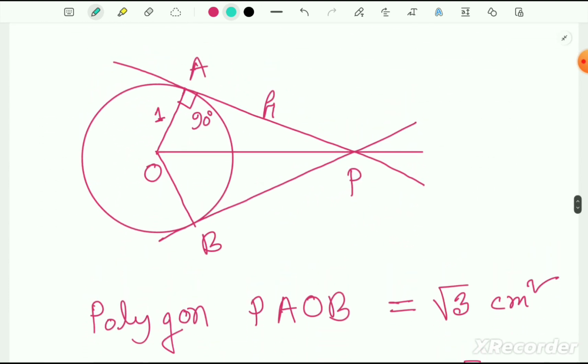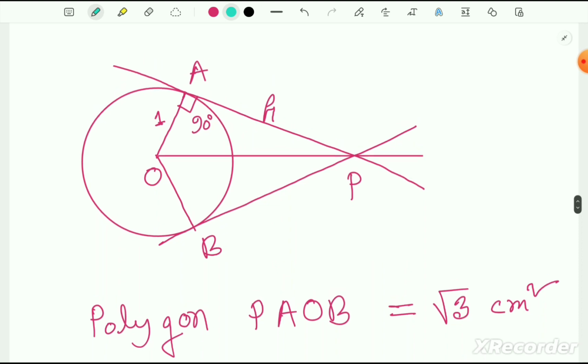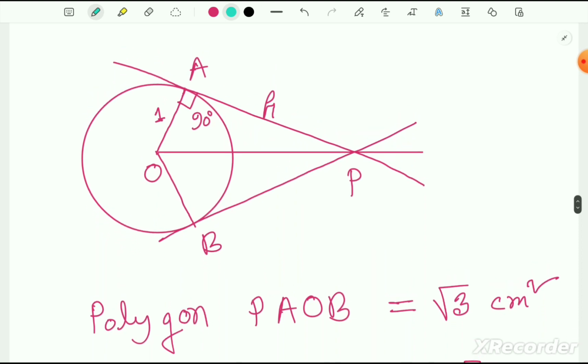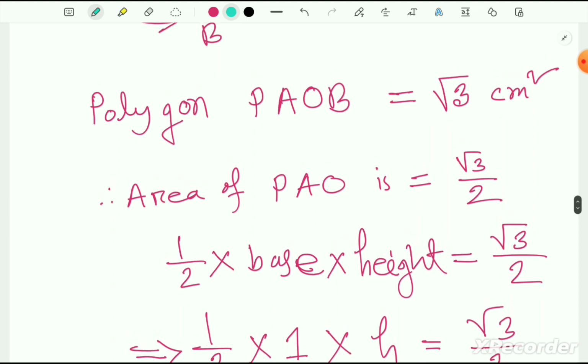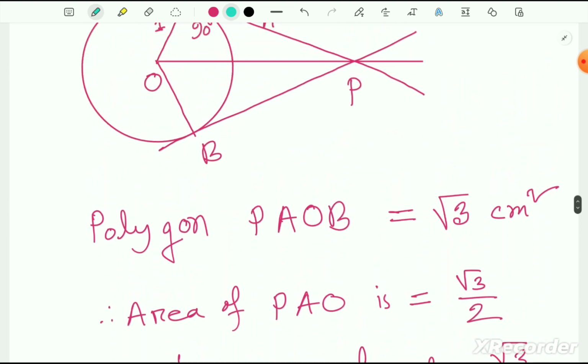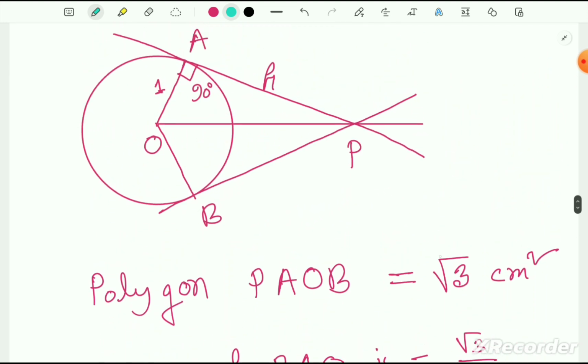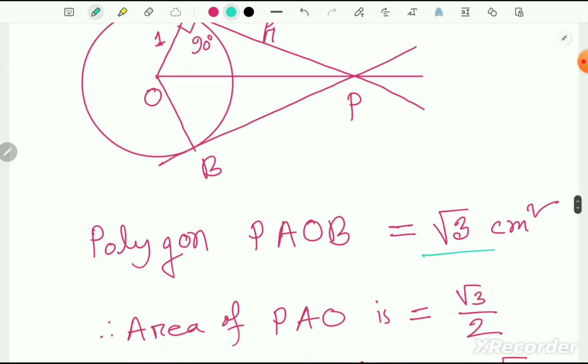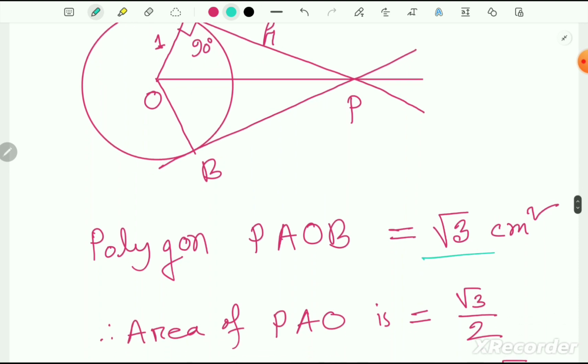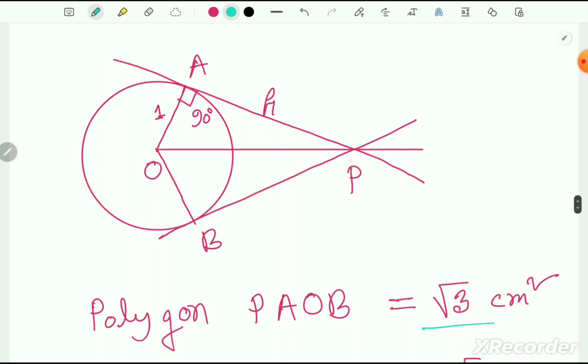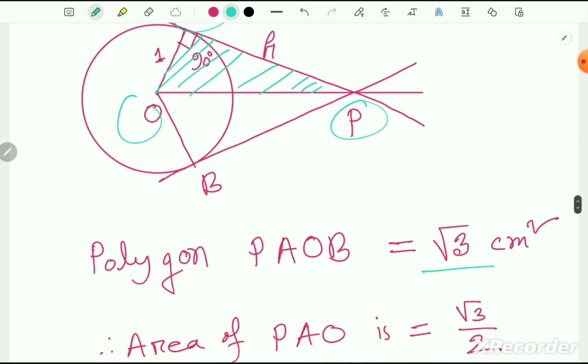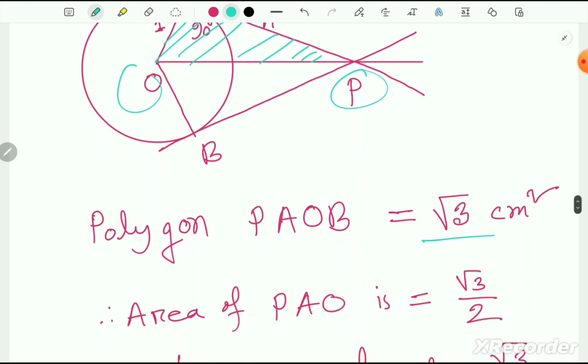Okay, I wrote it once again. So it's given that the area is root 3 centimeter square. All right, that means we can simply write the area of PAO, half of it, so this area would be half of root 3. So we can simply write root 3 by 2.